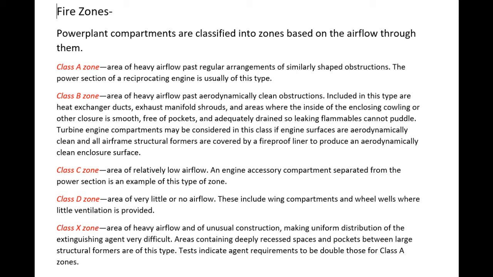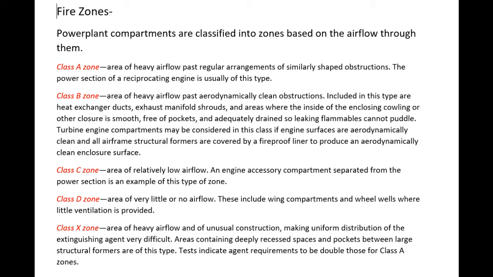A Class B fire zone is where we have large quantities of air flowing past aerodynamically clean obstructions. So heat exchanger ducts, exhaust manifold shrouds, cowlings, tight enclosures that are smooth, free of pockets, and adequately drained. So they have a good amount of airflow through them. Turbine engine surfaces sometimes fall into Class B fire zones if the engine surfaces are aerodynamically clean and all airframe structural formers are covered by a fireproof liner to produce a smooth enclosure. So we've got that smooth airflow coming through.